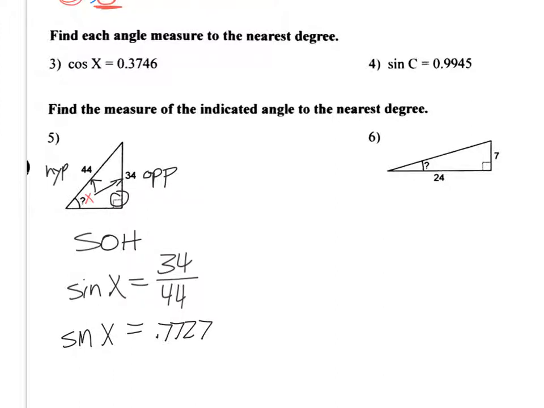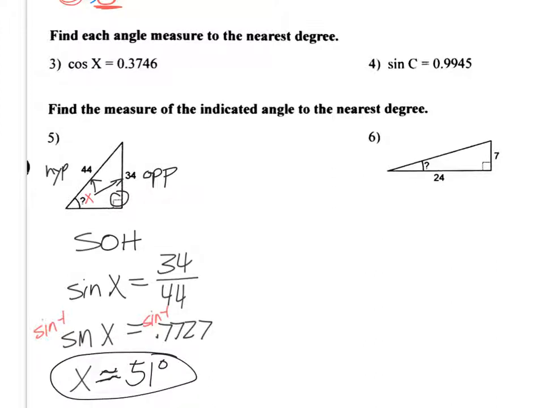And then just like above, I'm going to do inverse. So if I do inverse sine of 0.7727, and you can go further if you want to, but four decimal places I think is enough, I get 50.5. Again, it says to the nearest degree. So in this case, I'm going to get, and I should say approximately here, 51 degrees.